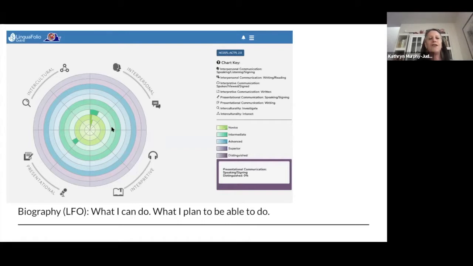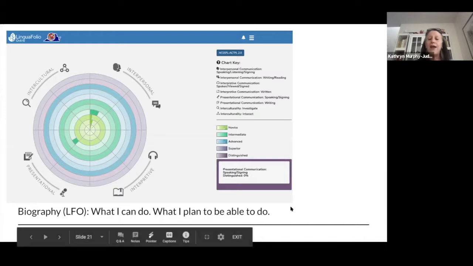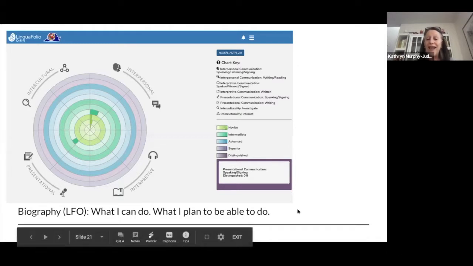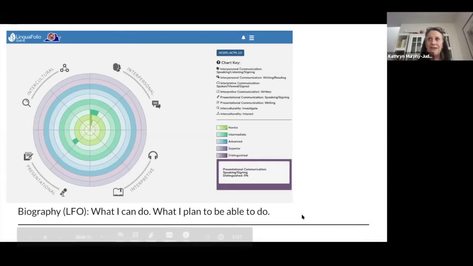And so you can see the inner circle, that's where the students are at the novice. And then it builds out and they branch into the intermediate and then the advanced and the superior and the distinguished levels of proficiency. And as they go through in the Linguifolio biography, they are noting what they can do and they're working on what they plan to be able to do. So it's a very strong way to help students see where they are, assess where they are, and start to plan on where they want to get in their language learning.